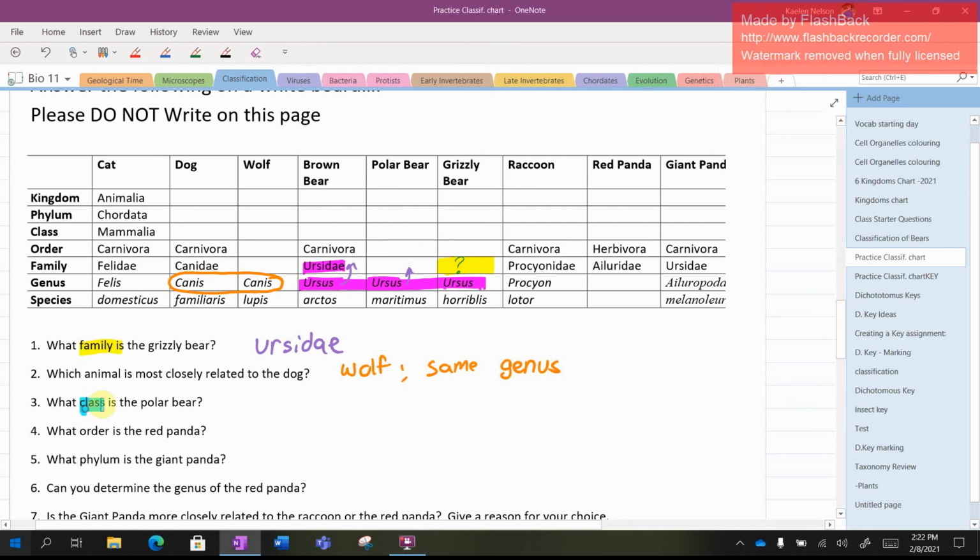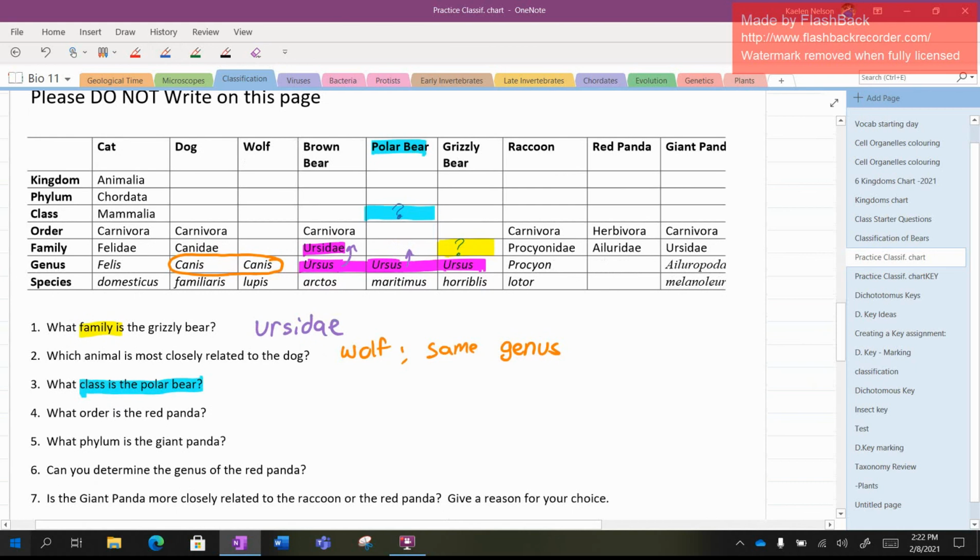This question would like to know what class is the polar bear. So if I read down my polar bear, I can see that I do not have the class for the polar bear, but I do know that bears are all Ursus, so if I follow along here, I can get to carnivores, and if I follow over here, I can find that carnivores are class Mammalia, so my polar bear will be in class Mammalia.